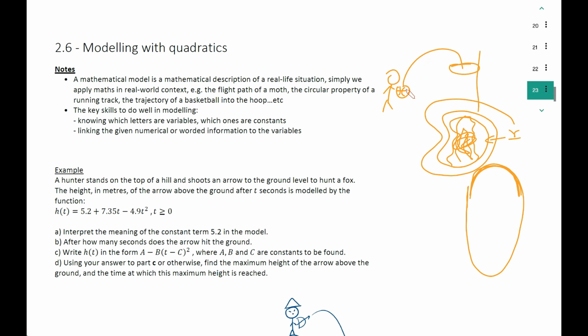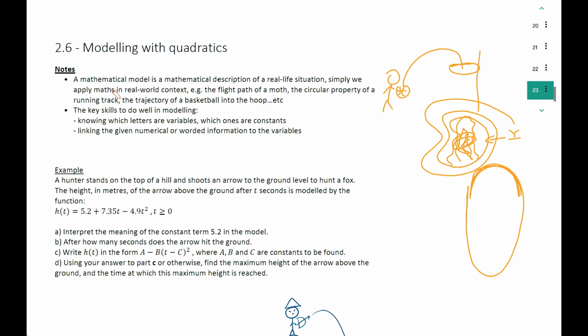So the maths behind the graphics of video games could be a quadratic. Even though I doubt it, they probably use some more difficult maths for the 3D version. But essentially, it's a quadratic. It's a parabola.